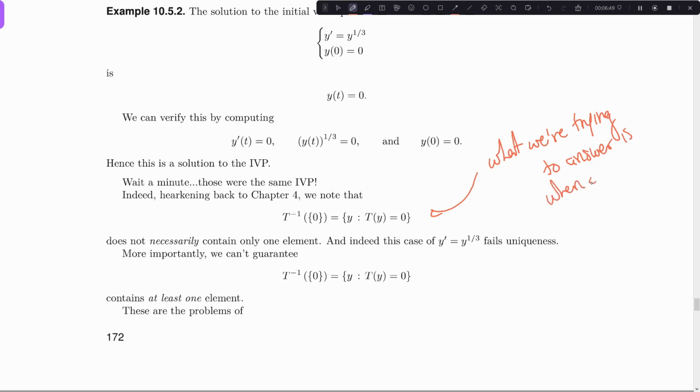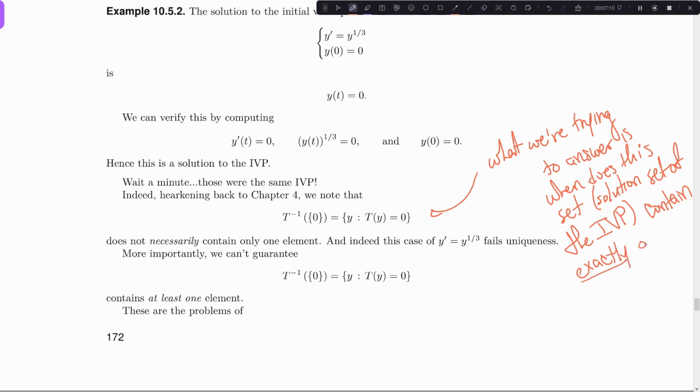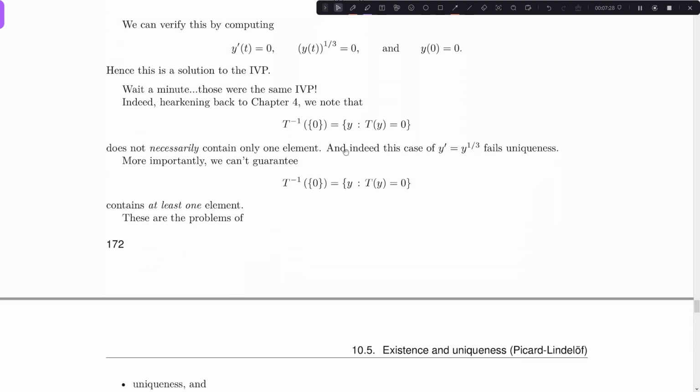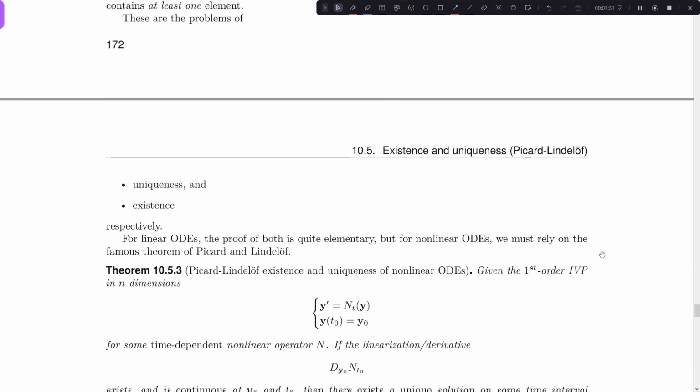is, when does this set, also known as the solution set of the IVP, contain exactly one element? When is there exactly one solution? Existence means there's at least one. Uniqueness means there's only one. So let's just introduce that theorem.